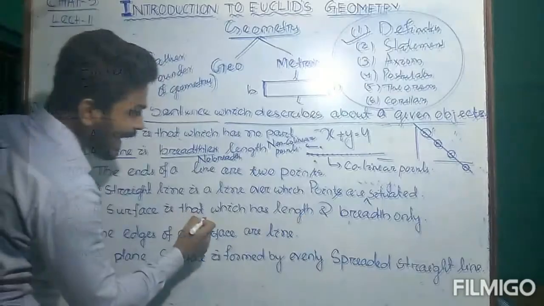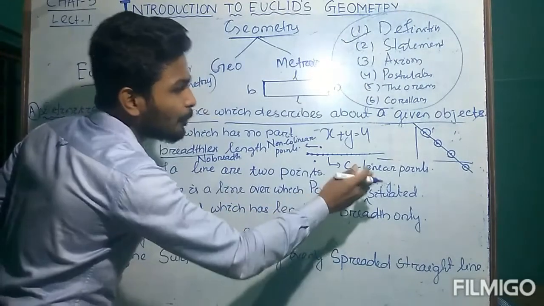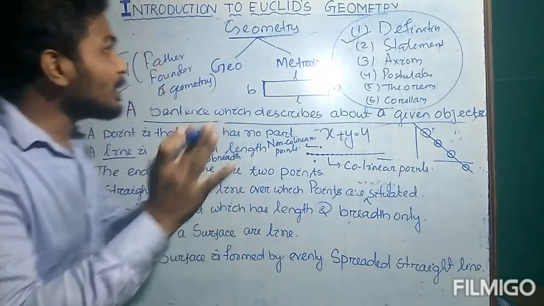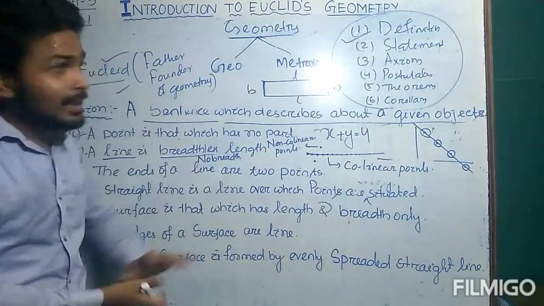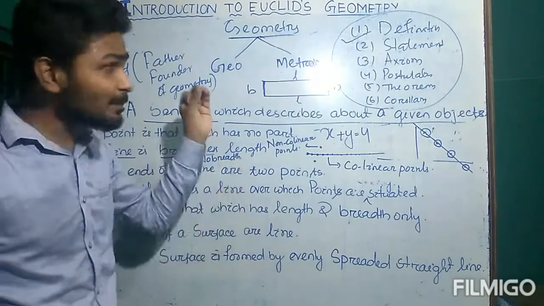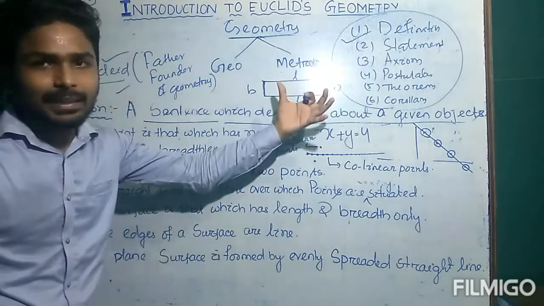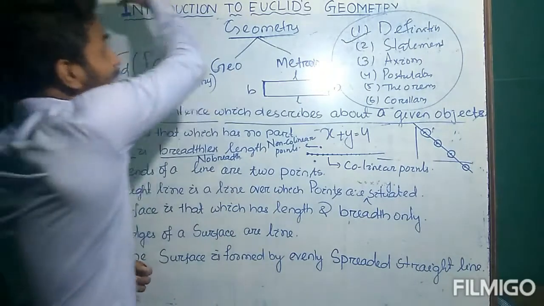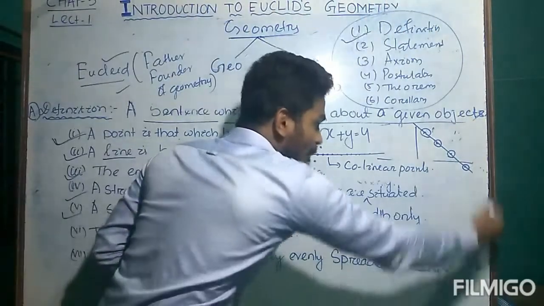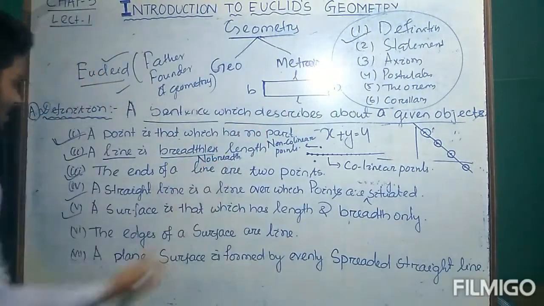Next, the fifth one. A surface is that which has length and breadth only. A surface means a plane. If you take the example, this whiteboard is a surface. It is a two-dimensional surface. It is a plane. Then how can you explain it? A surface has a length. This whiteboard has a length. It also has a breadth. So what is the definition of a surface?